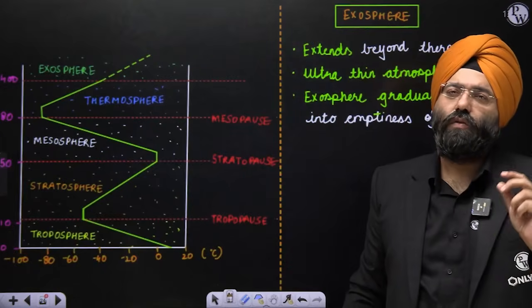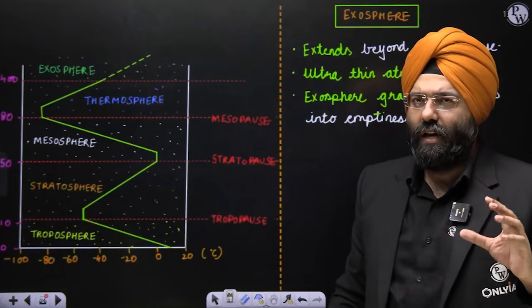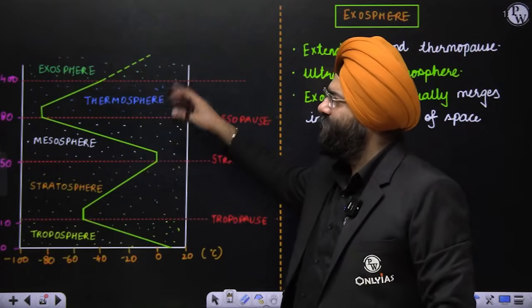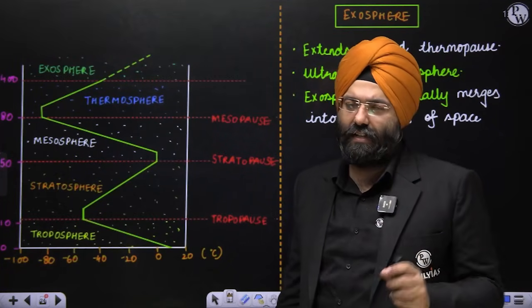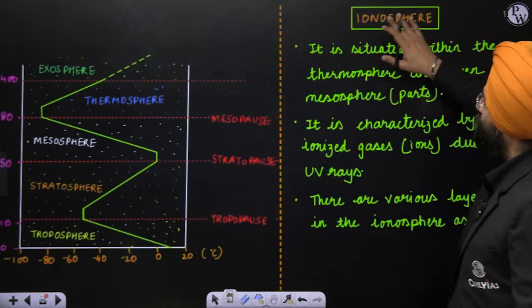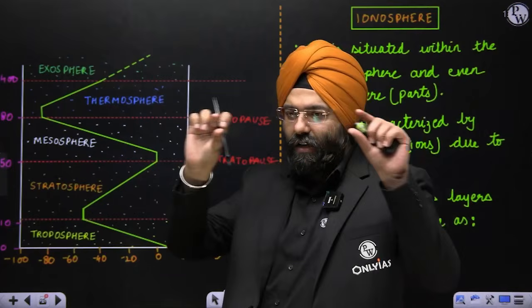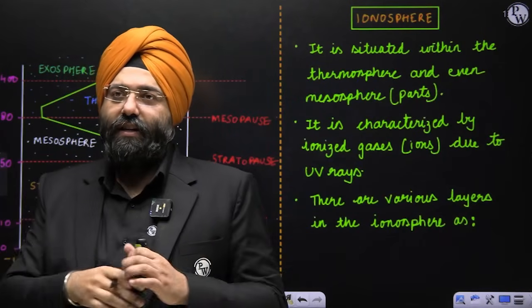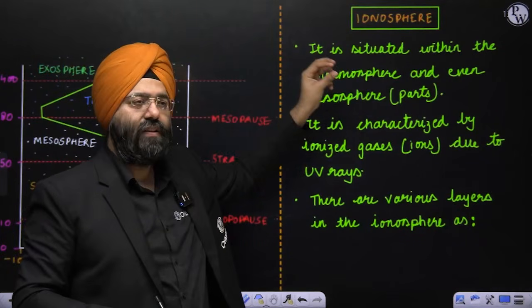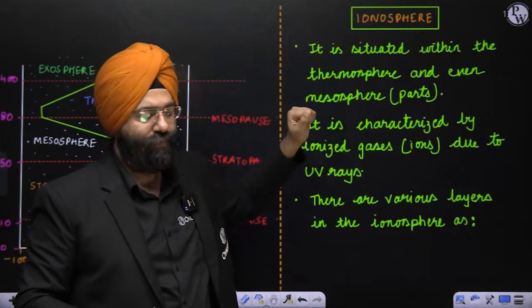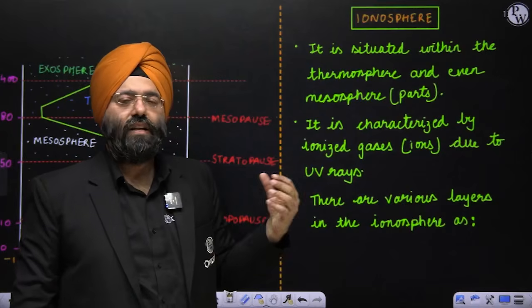Now the important thing which we always talk about is the ionosphere. Many people get confused. Some people mention thermosphere as ionosphere. That is a wrong statement, or I would say a partially correct statement. There is a concept known as ionosphere. Now, the ionosphere is again not a layer which is specifically mentioned like a specific region. It is a little dynamic in nature also. It is present in the thermosphere and even certain parts of the upper mesosphere also. It is characterized by ionized gases, or ions, which are formed due to the UV radiations.